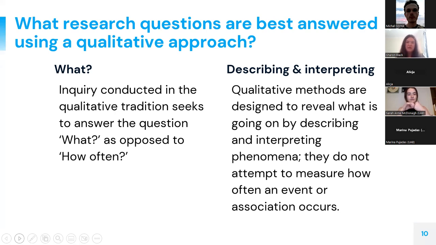So what research questions are best answered using a qualitative approach? It's important to remember that first and foremost, unlike quantitative research, inquiry conducted in the qualitative tradition seeks to answer the question what, as opposed to the question how often. So qualitative methods are designed to reveal what is going on by describing and interpreting phenomena, as it says here. They don't attempt to measure how often something happens, but rather it's all about describing and interpreting phenomena.